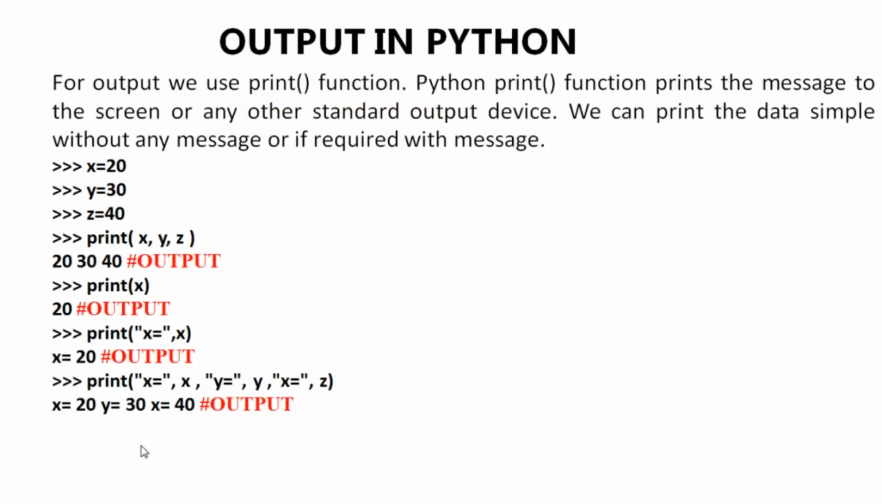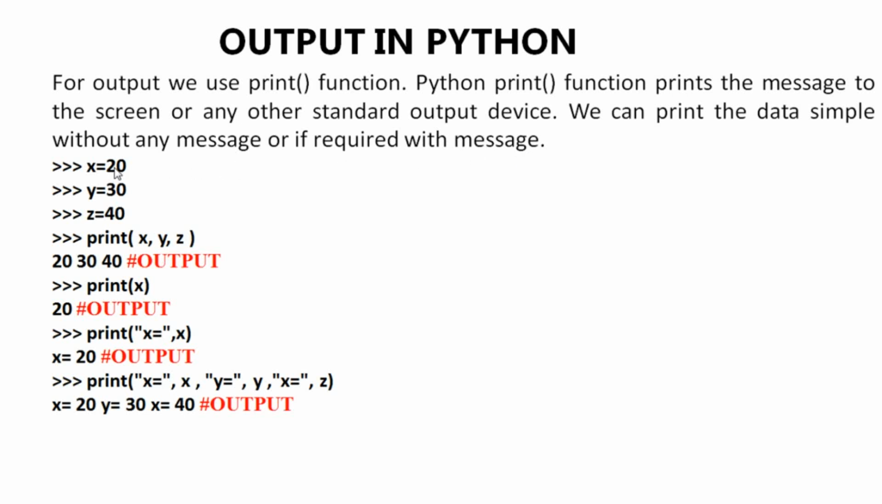Now, this is all about input. Now for output we use the print function. The Python print function prints the message to the screen or any other standard output device. We can print the data simply without any message, or if required with a message. Let us see a few examples.